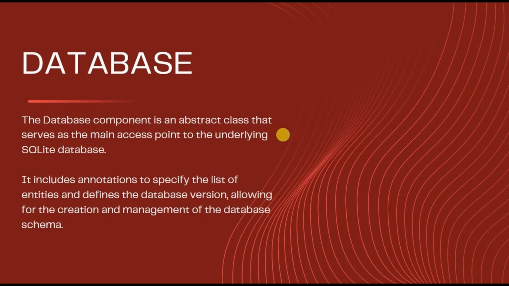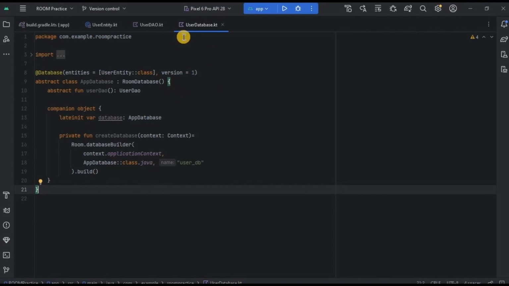Let's have a look at sample code of database. This is an abstract class called user database. An abstract class is different and an abstract method is different, okay? I already explained what an abstract method is, basically a method without a body. An abstract class is similar to an interface which contains mixed methods, like methods with a body as well as methods without a body. Got it? Now here it has the @database annotation that declares the user entity with its database version.